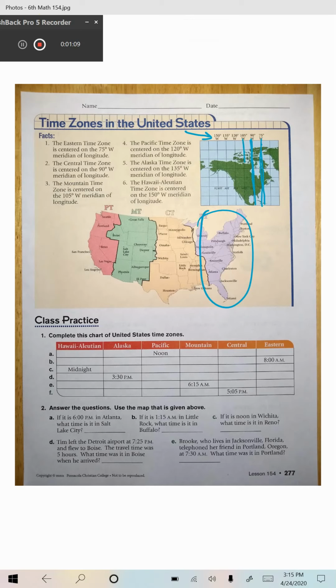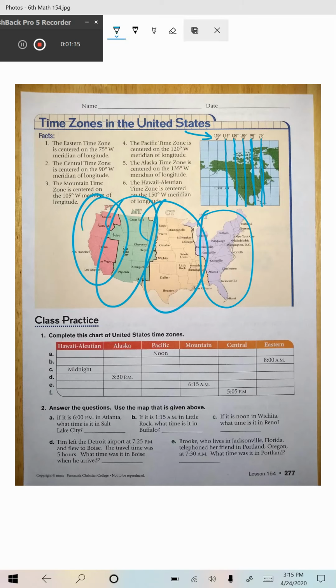Once you get to the 90 degrees, to the 105 degrees, that would be right here, the Central time zone. Then from probably 106 to 120, you have Mountain Time. And then from 121 to 135, you have Pacific Time. And then right here would be Alaskan Time. And right here would be Hawaiian Time. All right, so there's your time zones within the United States.